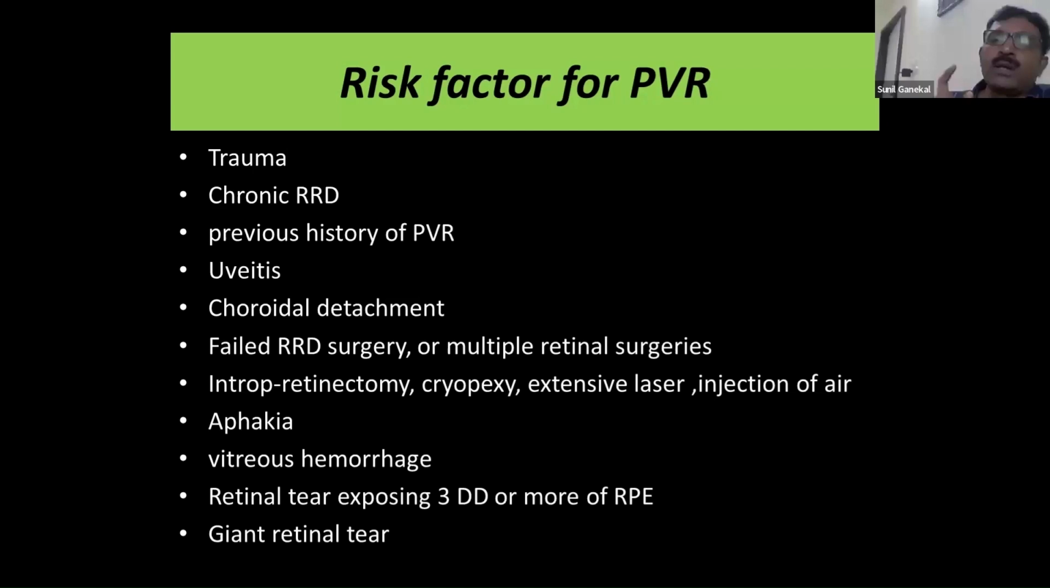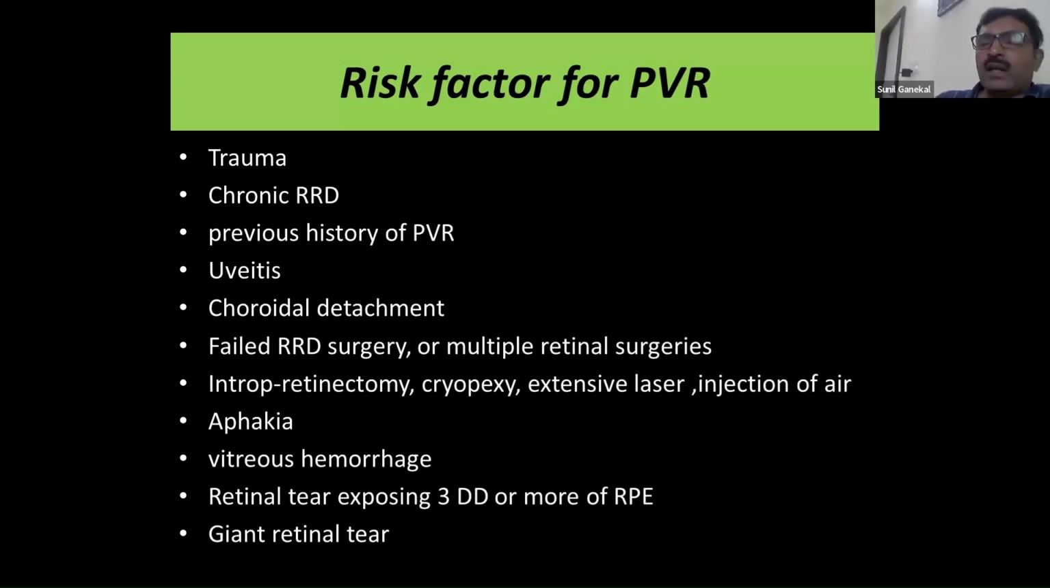Multiple retinal surgeries, repeated vitrectomies, especially with MIVS, it's not a concern now. But in the era of 20 gauge vitrectomies, when we did multiple retinal surgeries, probably the incidence of PVR used to be much more. Intraoperatively, if you do procedures like large retinectomies, excessive cryo, extensive laser for the retinal breaks, injection of air, all these are risk factors. Aphakics have more risk for PVR than pseudophakics. If the patient has an associated vitreous hemorrhage along with the detachment, it is another high risk characteristic.